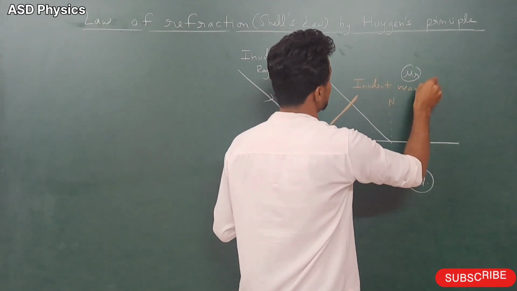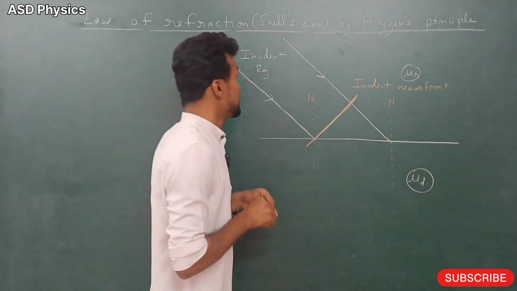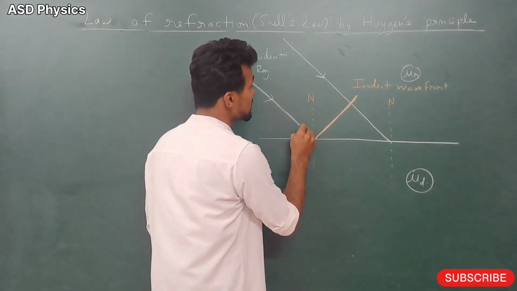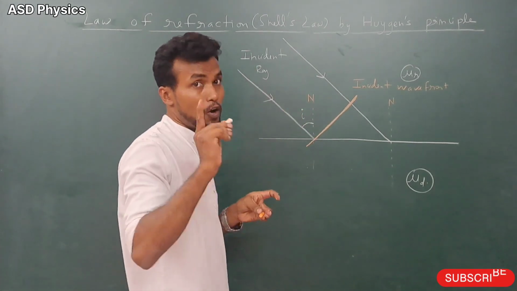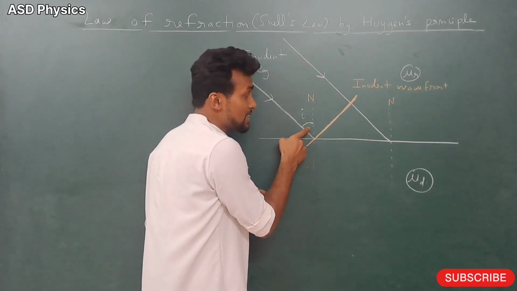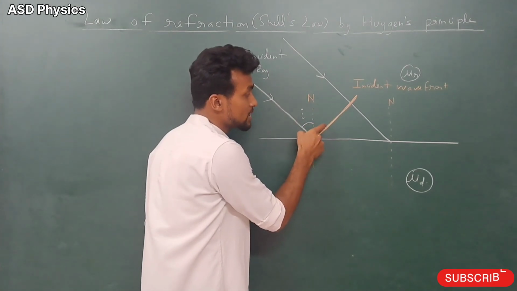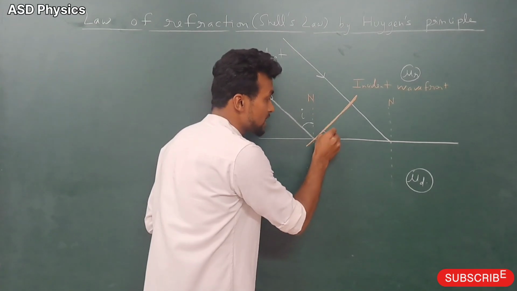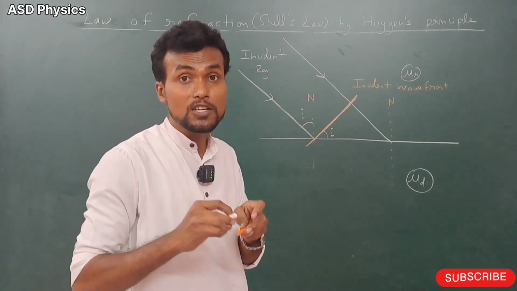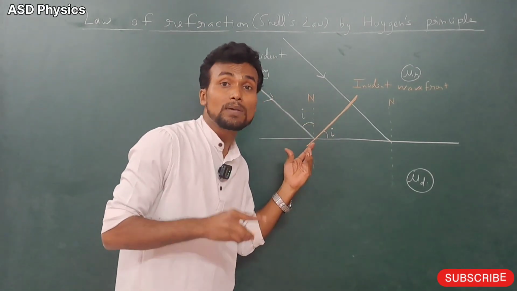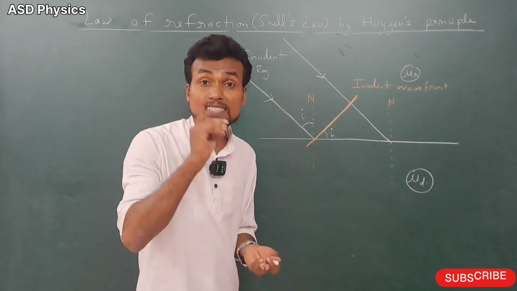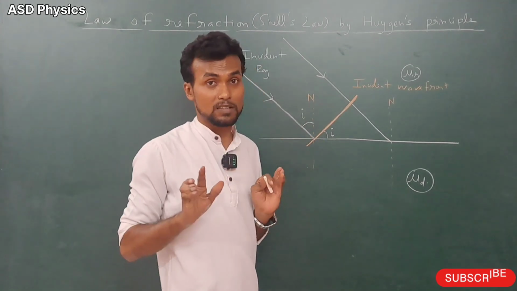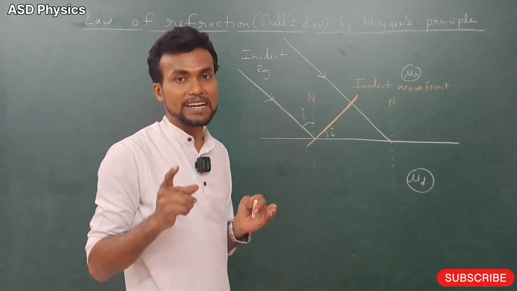Now the incident ray makes some angle from the normal. This is called the angle of incidence, angle i. The angle between the normal and the wavefront is 90 minus i. If this is 90 minus i, this other angle will also be i. That means whatever angle is made by the ray of light from the normal, the same angle is made by the wavefront from the horizontal. Now our incident side is ready.